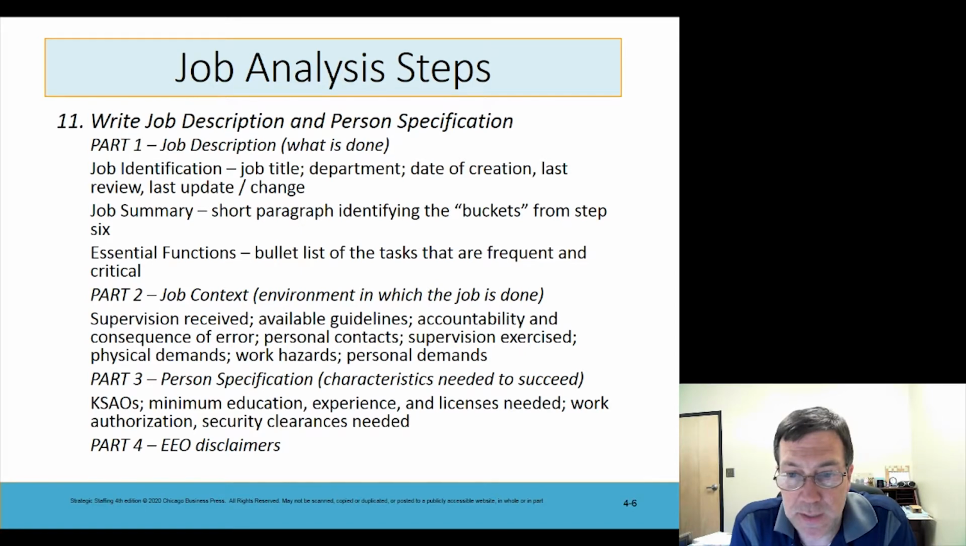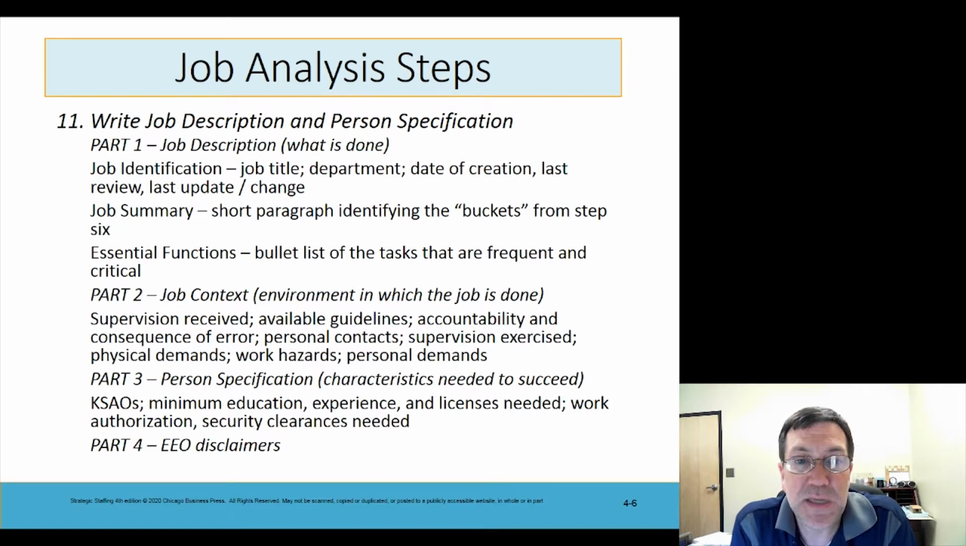You might have work authorization. Do you have to be a legal citizen? Do you have to have an H-1B? What do you have to have related to your ability to work and be recognized by the U.S. government. And then lastly, perhaps security clearances. If this is a very, very technical job or a very, very sensitive job, you might have to have certain types of background checks done, whatever.